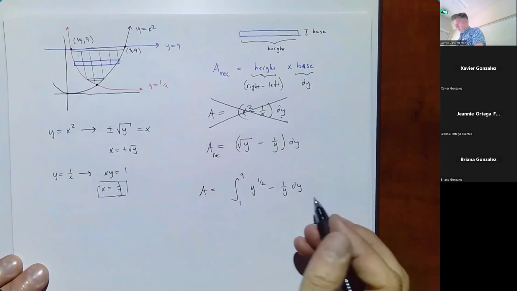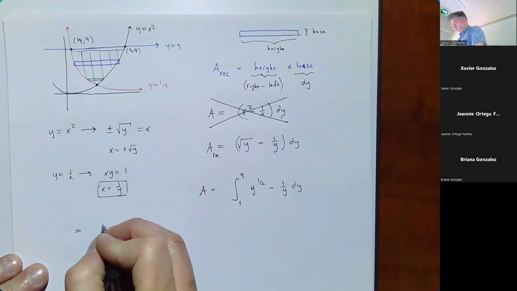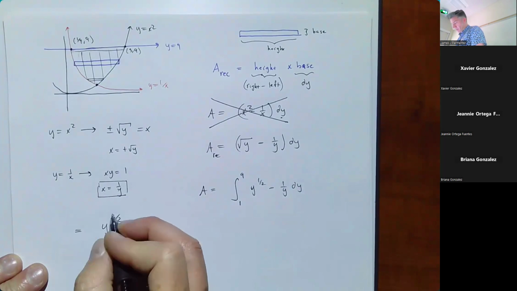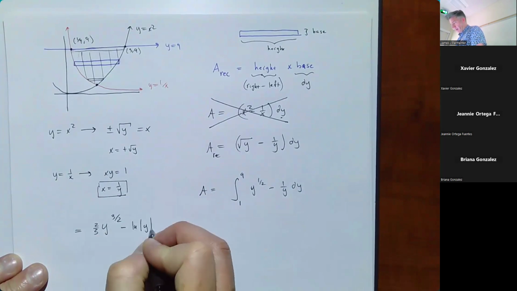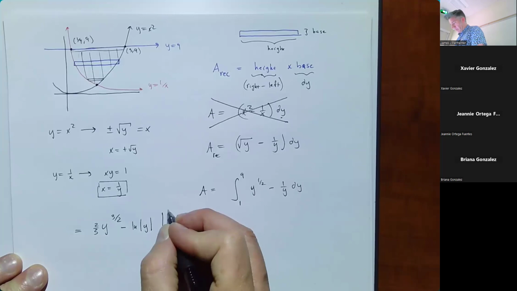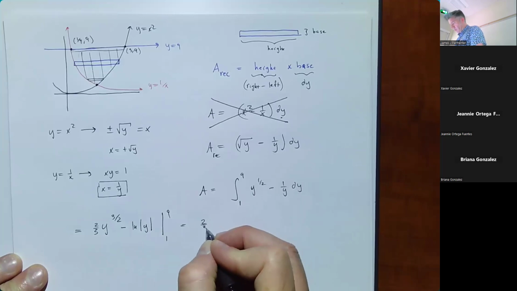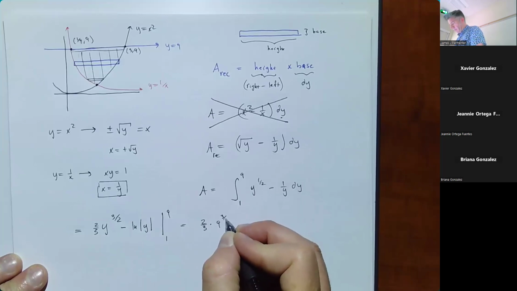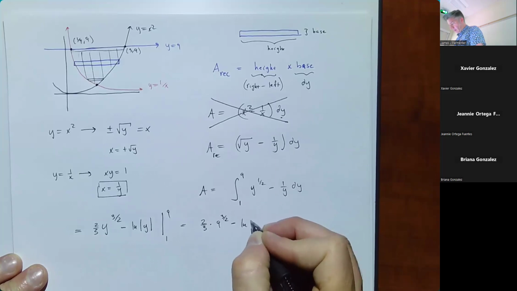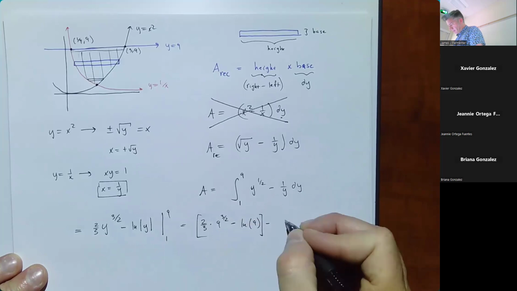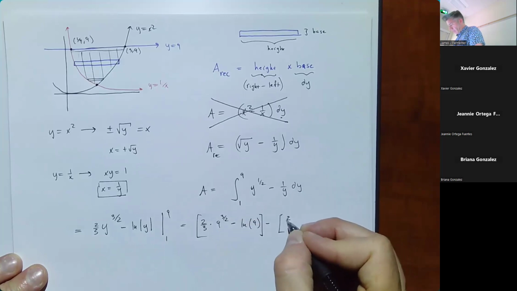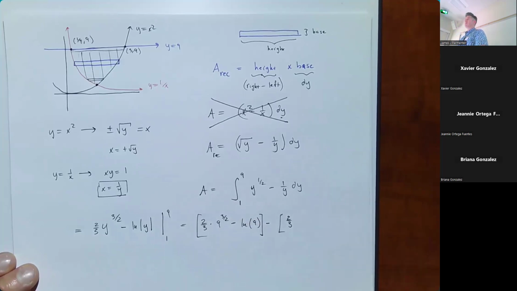Calculating this, we're going to get y to the 3/2 times 2/3 minus the natural log of the absolute value of y, evaluated from 1 to 9. And we get 2/3 times 9 to the 3/2 minus the natural log of 9, minus 2/3 times, I'm not going to write 1 to the 3/2. What's 1 to the 3/2?